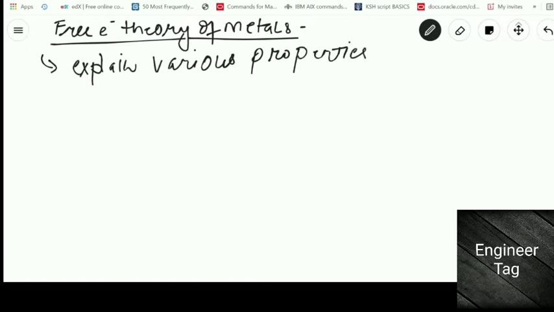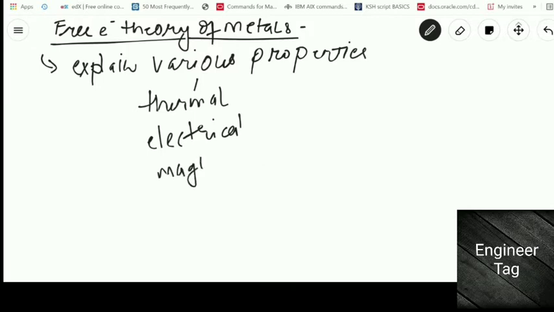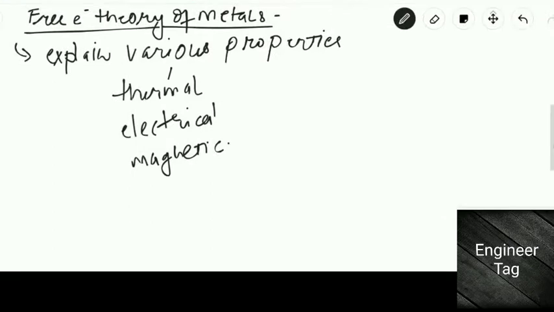Various properties like your thermal properties of your material, and it has electrical properties and your magnetic properties of solids. And this theory is applicable to both metals and non-metals, metals as well as non-metals, but here we discuss only about metals.